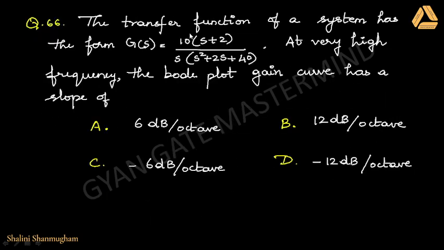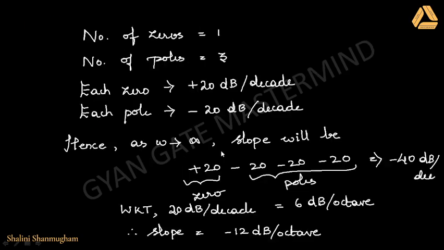So coming to the last question, 66th question. The transfer function of a system has the form G(s) equal to 10 into (s plus 2) divided by s into (s square plus 2s plus 40). At very high frequency, the Bode plot gain curve has a slope of. So they have asked to find the slope as the angular frequency goes to infinity.